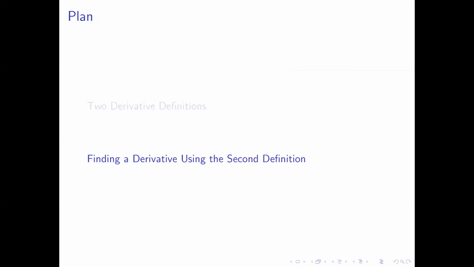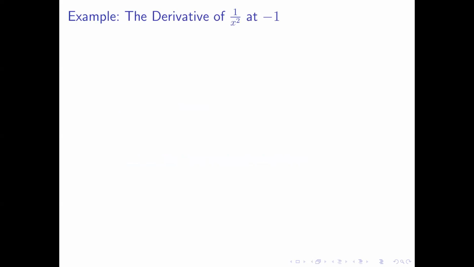Let's take a look at some examples that involve finding a derivative by using the second definition. Here's the first one we'll take a look at. We're going to find the derivative of 1 over x squared at -1. Or more precisely, we can say that we're going to find f prime of -1, given that f of x equals 1 over x squared.